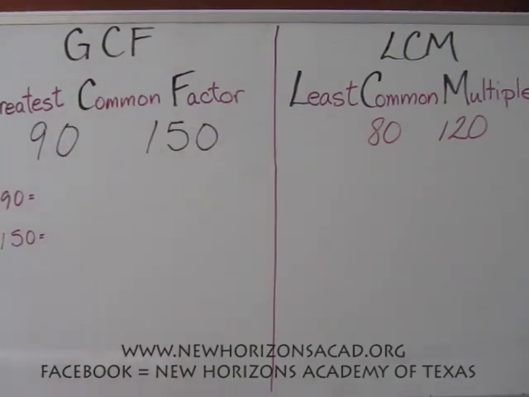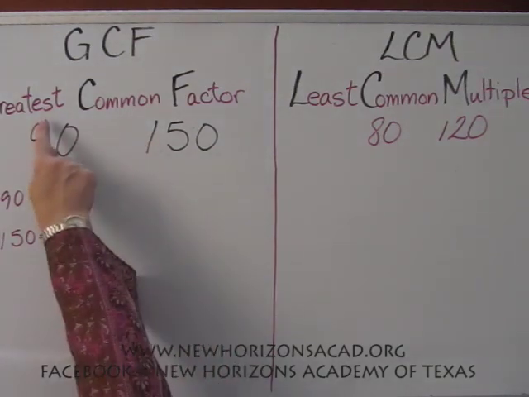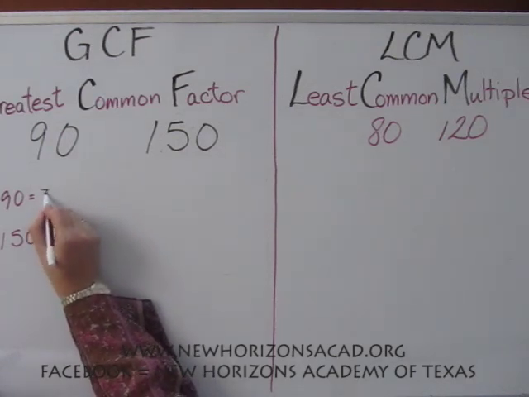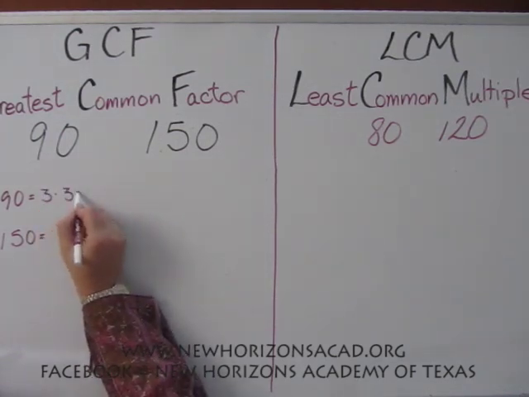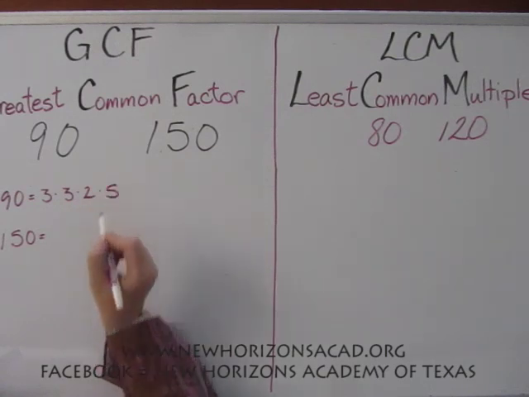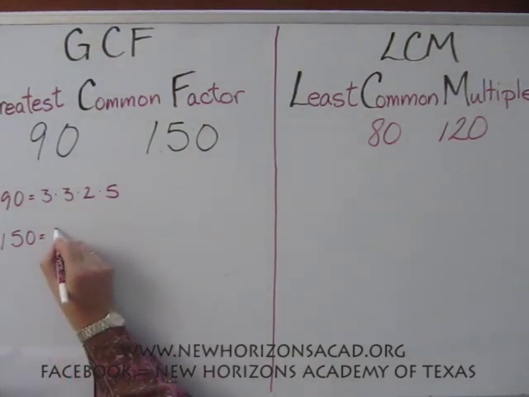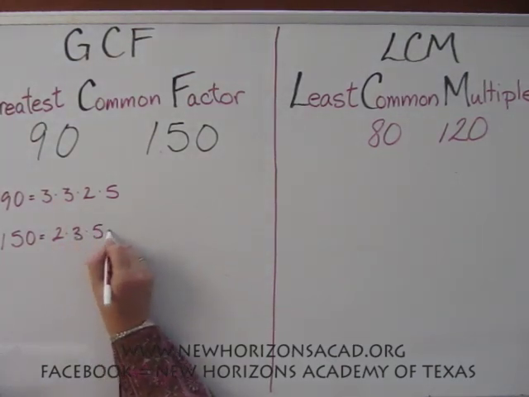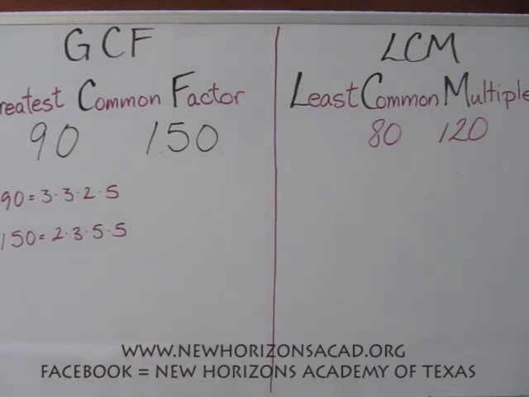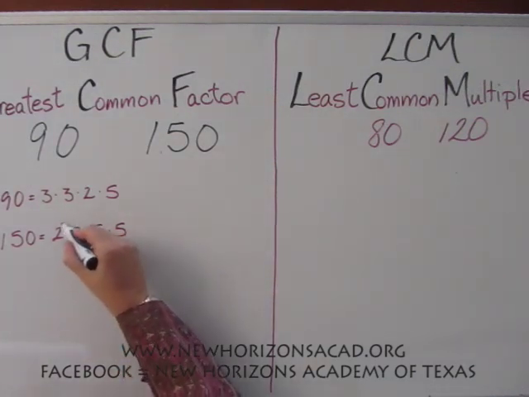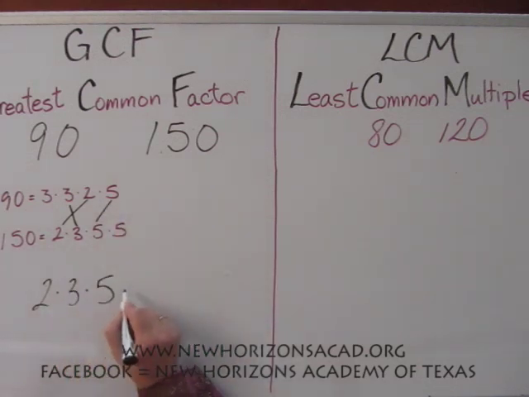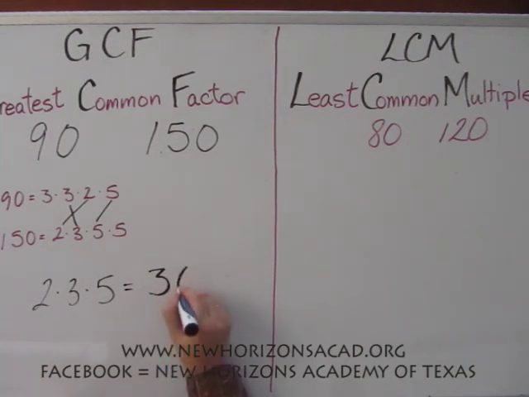I'm going to do another one. I'm going to look for the biggest factors they have in common. First, I have to get their ingredients. 90 is 3 times 30, which is 3 times 10, which is 2 times 5. 150 is 2 times 75, which is 3 times 25, which is 5 times 5. So these are their ingredients. What ingredients do they have in common? They have a 2, they have a 3, and a 5. So 30 is the biggest number they have in common.